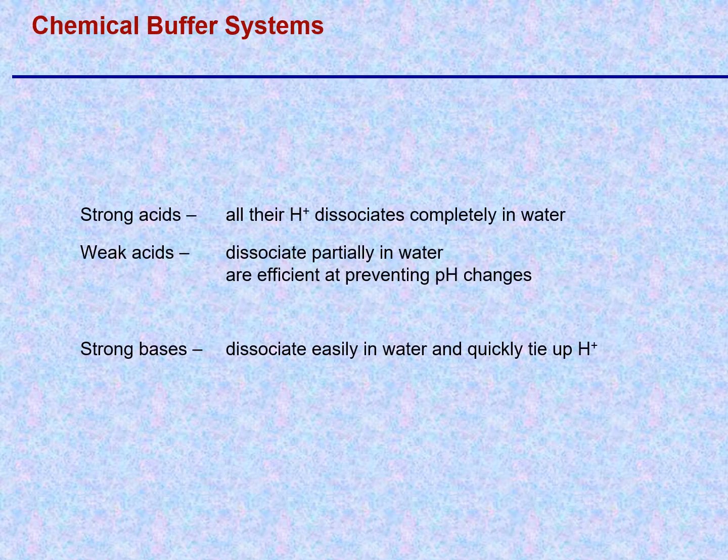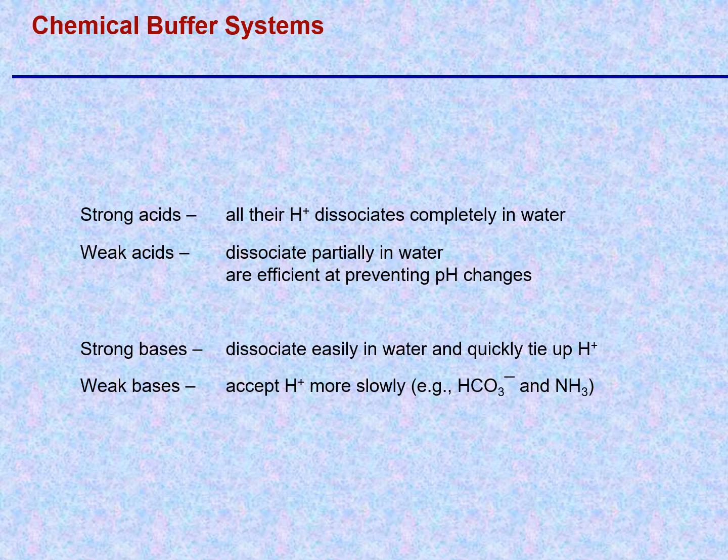In terms of the first one, chemical buffering systems, and in general, for any consideration of pH, you have strong acids and weak acids. Strong acids will allow hydrogen ions to dissociate from them completely when they're in water. So they are extremely efficient donators of hydrogen ions. That means that they are strong acids. Weak acids will only partially dissociate the hydrogen ions, so they're pretty efficient at preventing big shifts in pH.